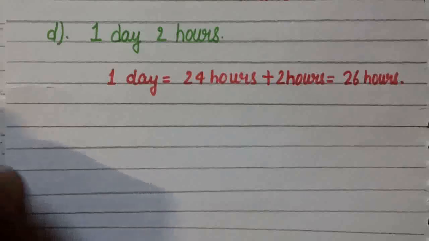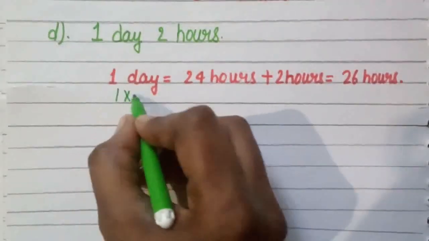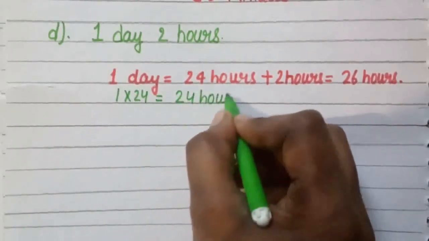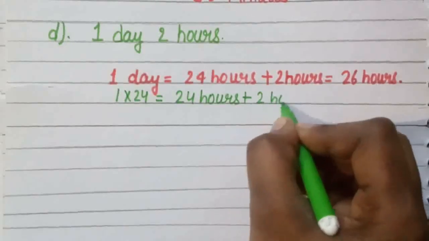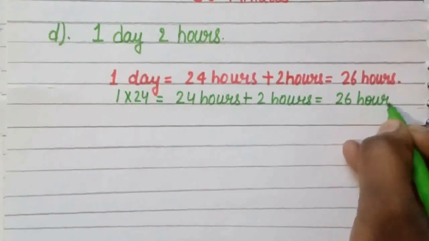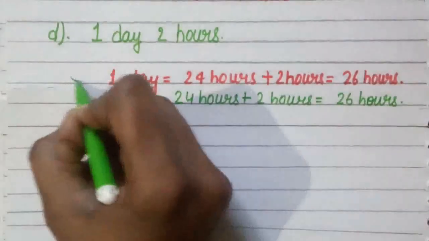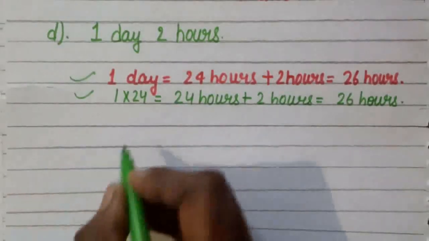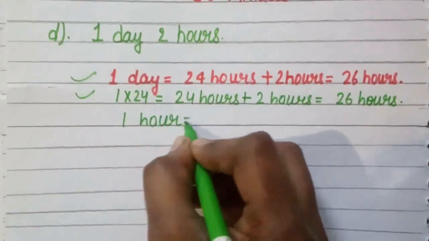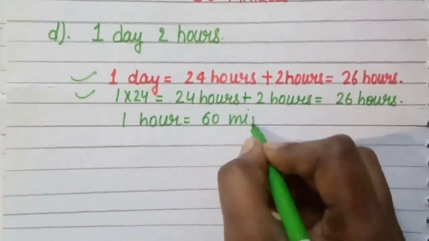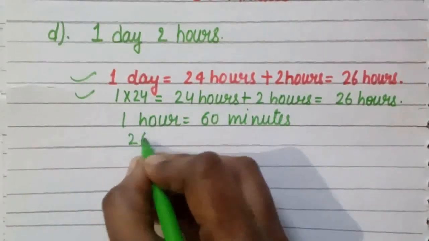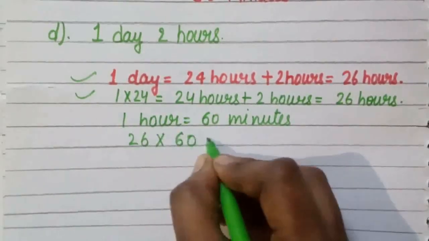Or you can write it in this way also. 1 multiplied by 24 is equal to 24 hours plus 2 more hours. So it's also equal to 26 hours. This is up to you. In any way you can write. Okay, children. After that, 26 hours we have. So 1 hour is equal to 60 minutes. That's why 26 hours would be 26 multiplied by 60.